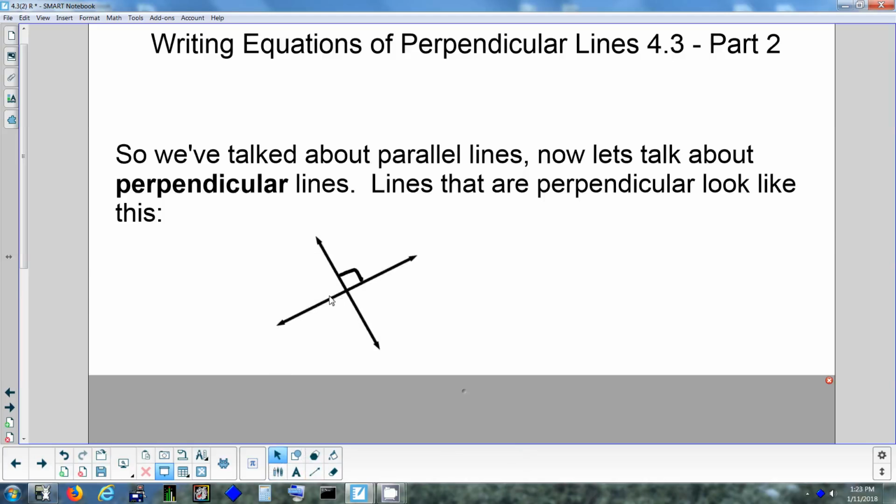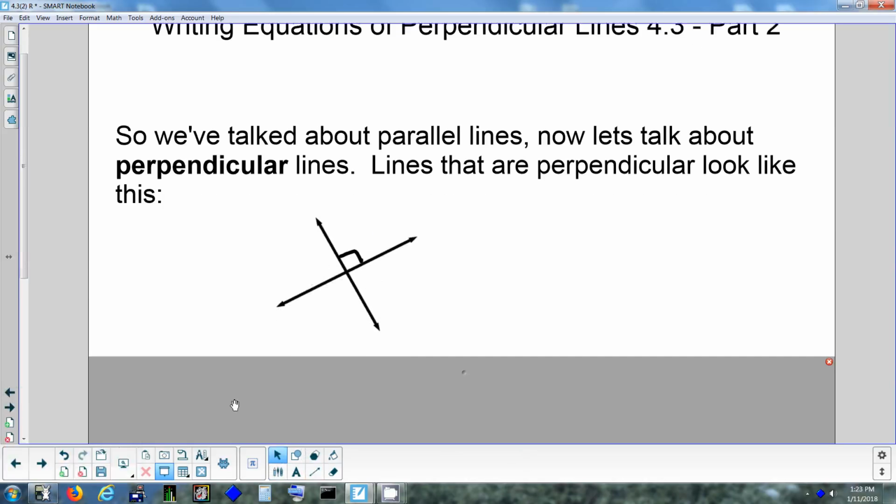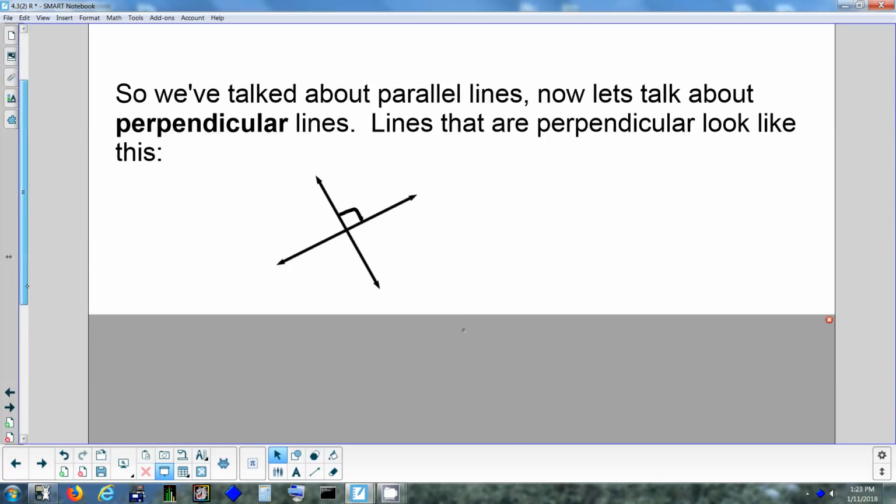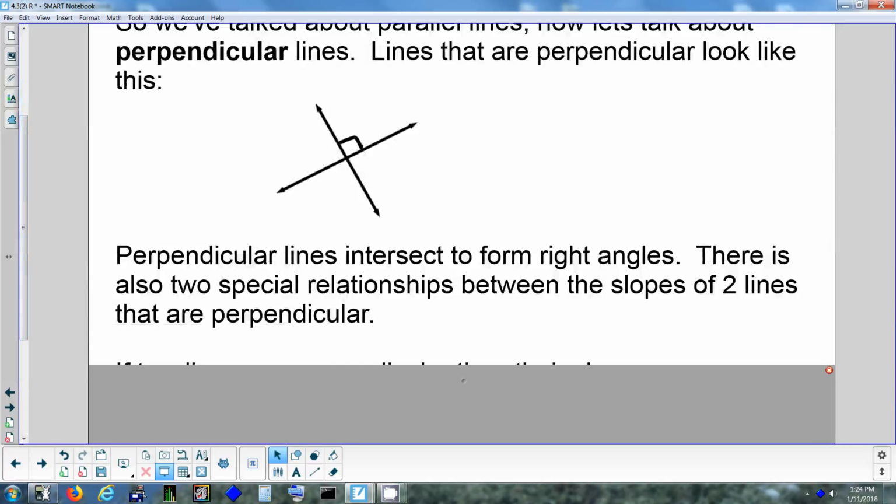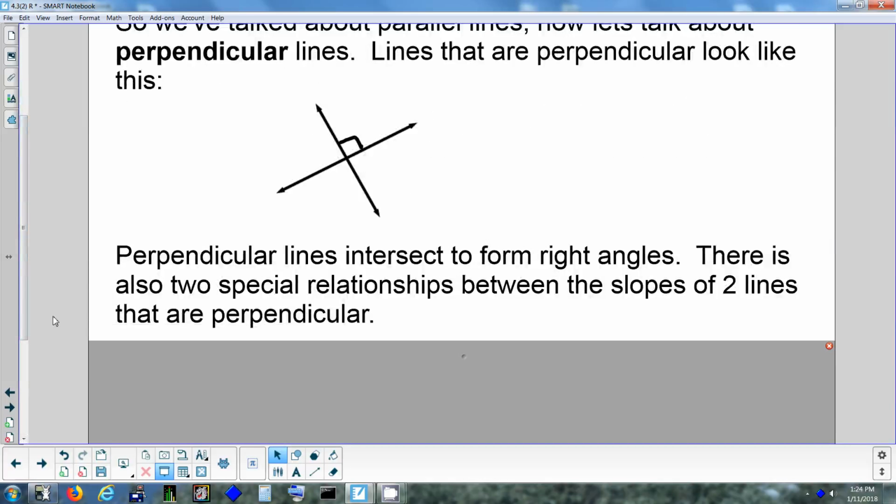All right. So how are perpendicular lines different from parallel lines? Someone tell me by raising their hand. Mallory? Parallel lines don't touch, a perpendicular does. Exactly. Very good. So you guys told me this: perpendicular lines intersect to form right angles.